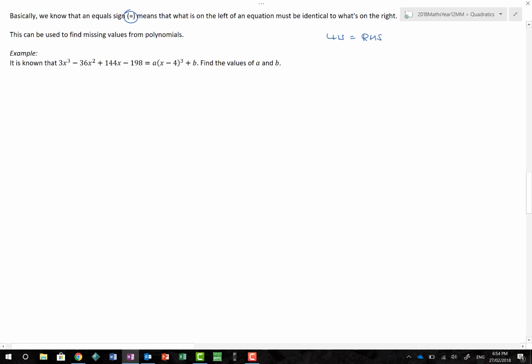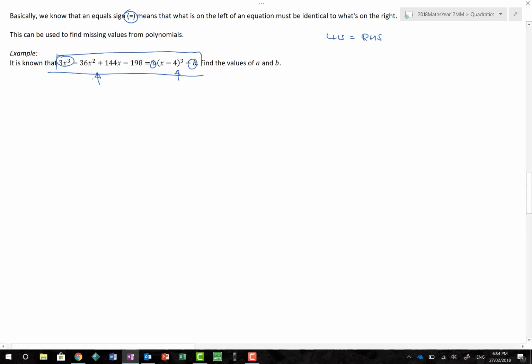So here's an example. We're given this equation. What we see is that we've got a cubic on this side, degree 3, and we've got a cubic on this side, but they seem to be in different forms. And on this side, we've got a value of A and a value of B I don't actually know. So what do we do? Well, we're going to equate coefficients.